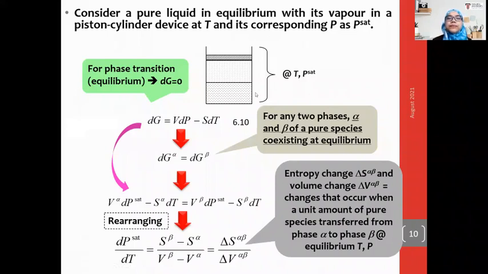Consider a pure liquid in equilibrium with its vapor in a piston-cylinder device at a temperature T and its corresponding saturation pressure P_sat. What is saturation pressure? Let's take a look. In a closed container, we have liquid water, and the initial temperature may be 25, or room temperature. Then we heat it up, we supply heat, and the temperature will increase exponentially.